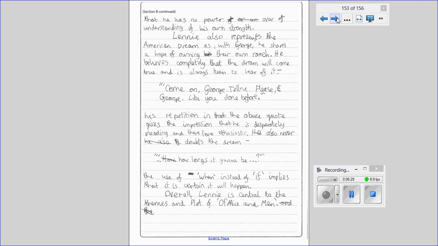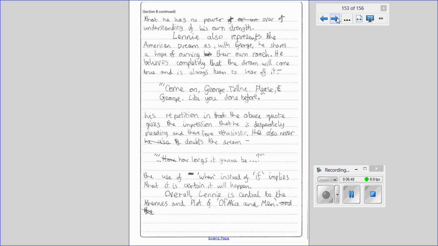He also never doubts the dream. "How long is it going to be?" The use of "when" instead of "if" implies that he is certain it will happen. So this candidate is exploring language, continuing to really analyse the quotes that they've chosen. Overall, Lenny is central to the themes and plot of Of Mice and Men.